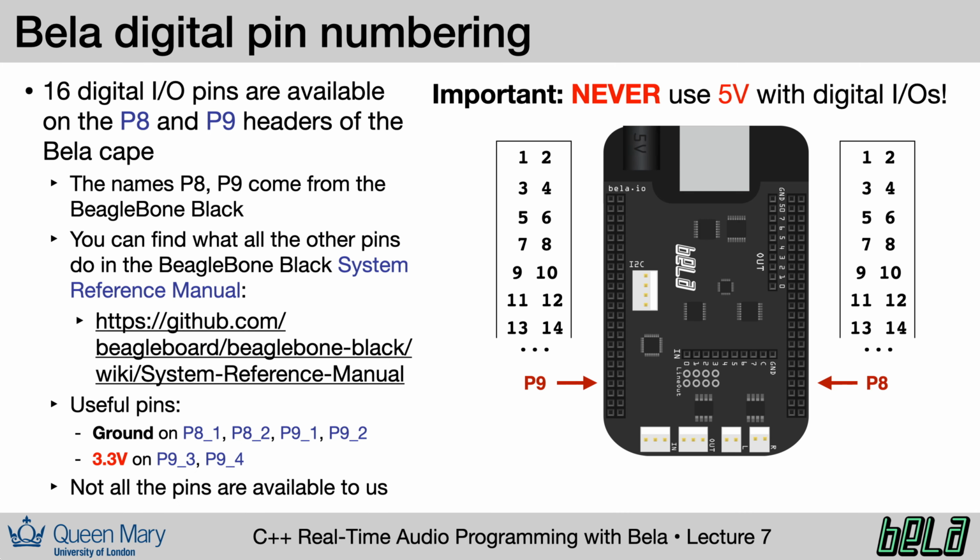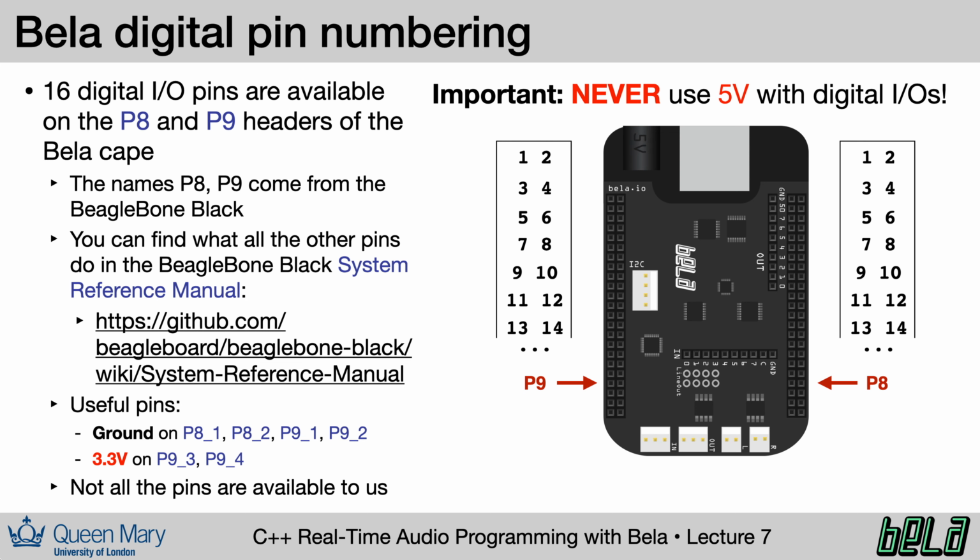Let's start with the full-size Bela board. Bela provides 16 digital inputs or outputs. These are located on the long black rectangular headers on the edges of the board. These connectors are called P8 and P9, which is the name given to them by the BeagleBone Black on which Bela is based. Of course, you'll notice that there are far more than 16 pins available on these external connectors, and many of them are used by the BeagleBone for other functions.